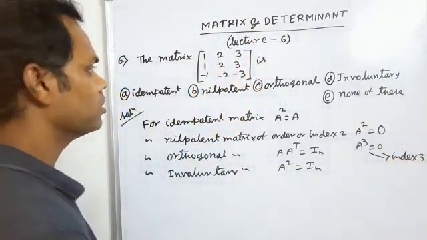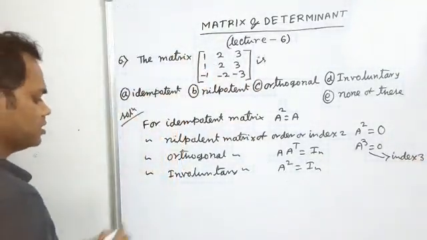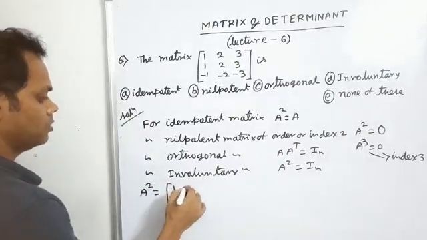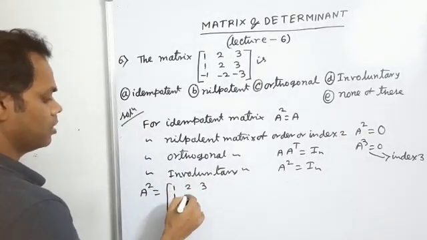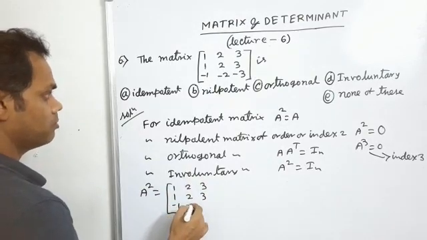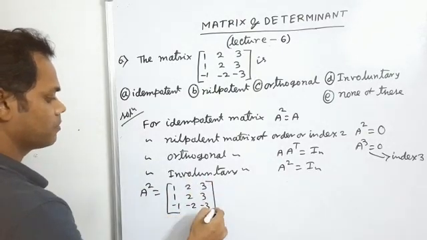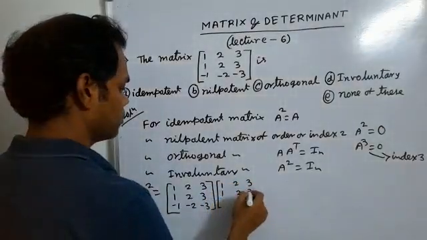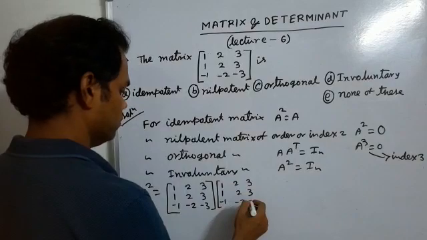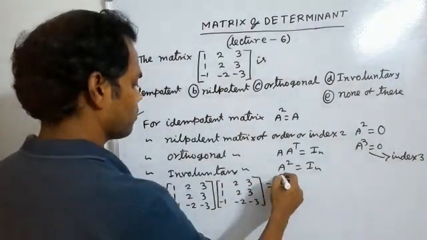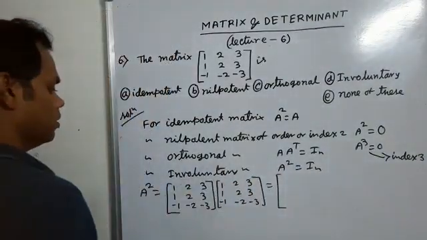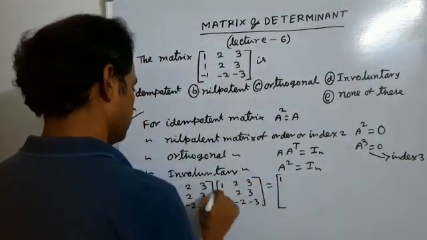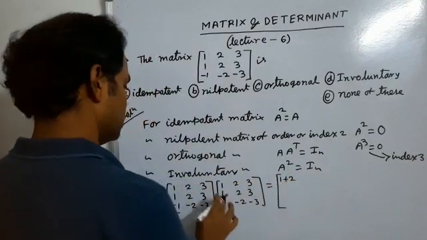Now we check which one A square equals. Let this matrix be A, so A square equals the matrix 1 2 3, 1 2 3, minus 1 minus 2 minus 3, times 1 2 3, 1 2 3, minus 1 minus 2 minus 3. Row by column: 1 into 1 is 1, 2 into 1 is 2, 3 into minus 1 is minus 3.